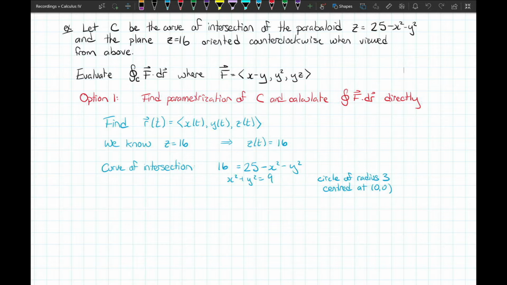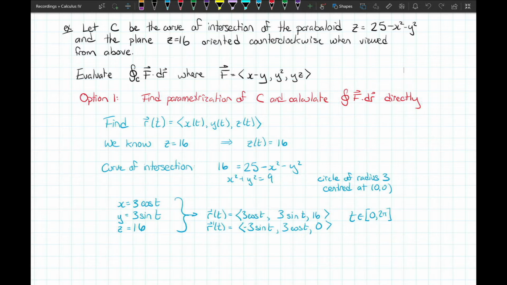So it's fairly easy to come up with a parametrization of a circle and just have the z component equal to 16. We have x equal to 3 cosine t, y equal to 3 sine t, and z equals 16, to get us a counterclockwise direction. And we can turn that into our parameterization r of t, and we're going to need the derivative of that. So we'll calculate that ahead of time before we start trying to evaluate the line integral. And remember that our parameter domain t will just be once around the circle from 0 to 2 pi.